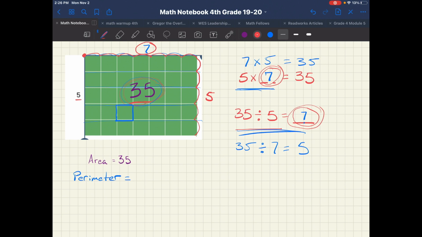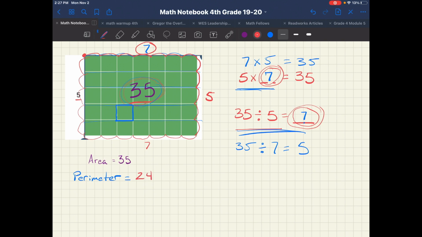Here's another 7. So let me see, I was at 12, 13, 14, 15, 16, 17, 18, 19. So 7 more, I'm at 19. 20, 21, 22, 23, 24. It took me 24 to go all the way around.